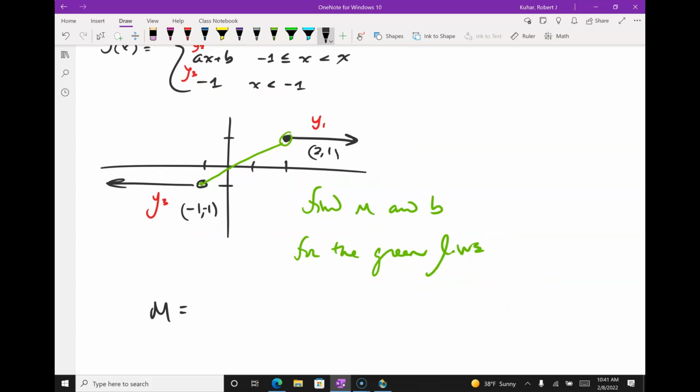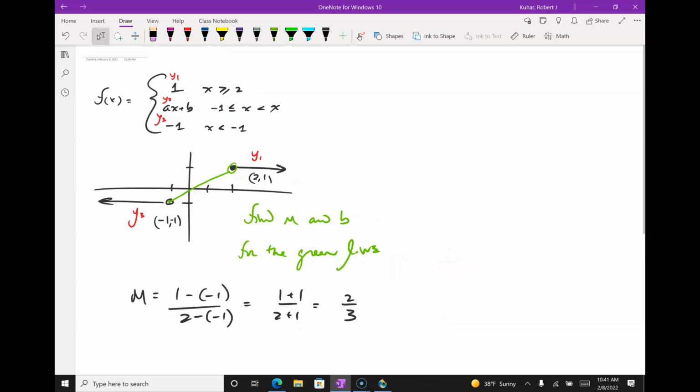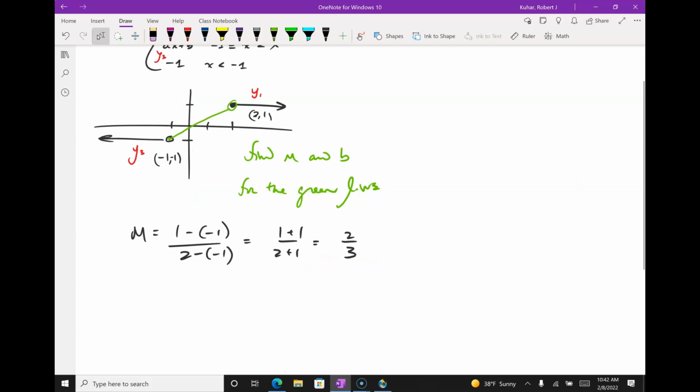So the slope is 1 minus a -1 over 2 minus a -1. So it's 1 plus 1 over 2 plus 1. It's 2/3. Yes? Now I have to find the b value. So I get y minus 1 equals 2/3 all times x minus 2.